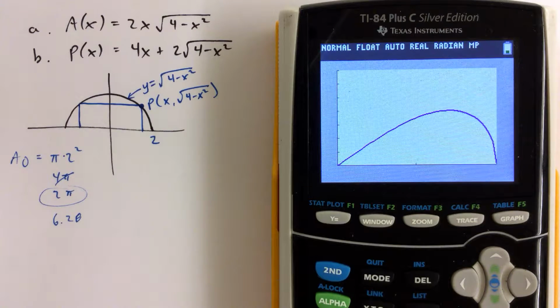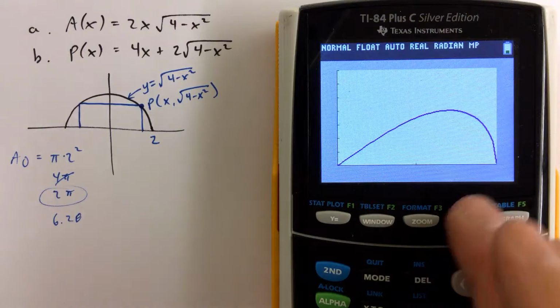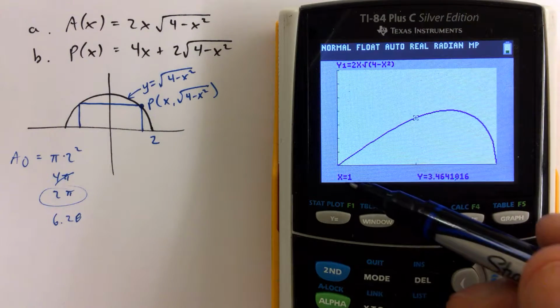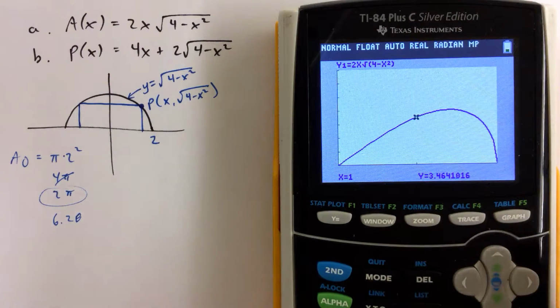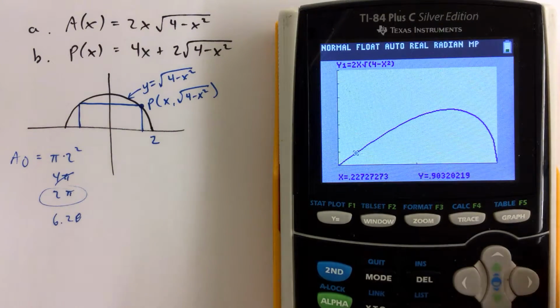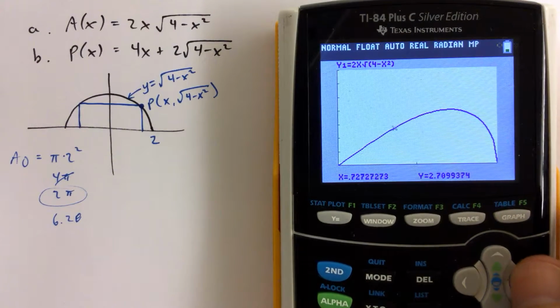And so we see the graph of A of x. At anywhere along the way, if we hit trace, let's say when x is equal to 1, we see that the area of the rectangle would be 3.46 and change. If we move down here, let's say we have an x value of 0.227, we see the area of the rectangle would be 0.90.